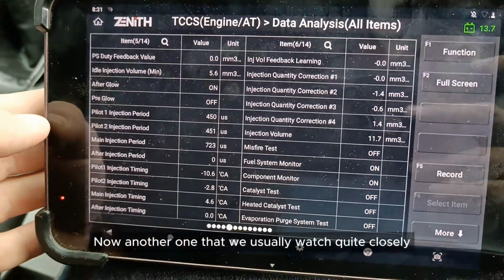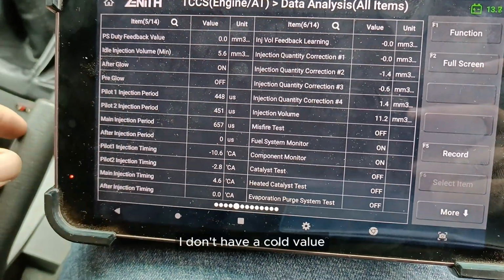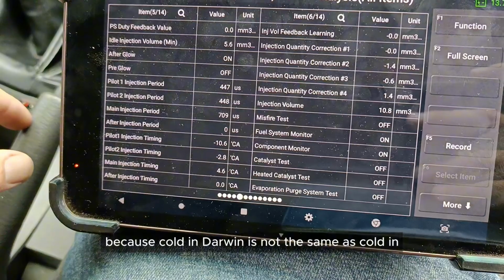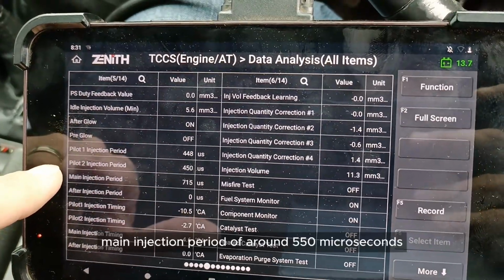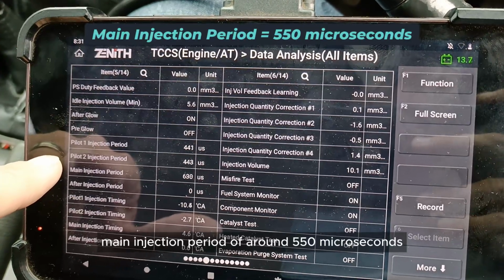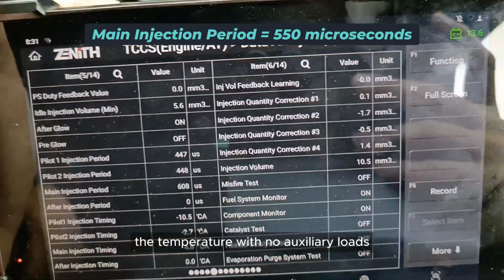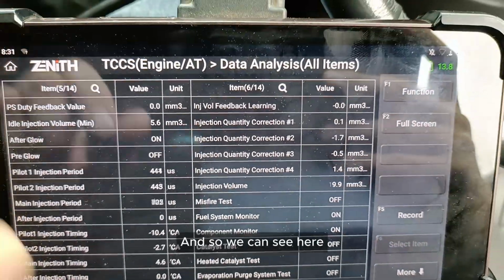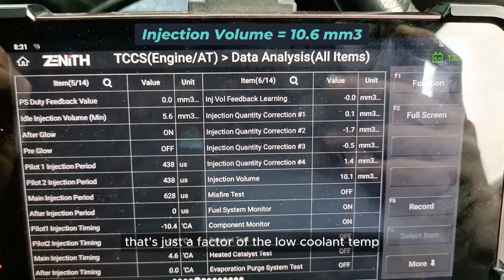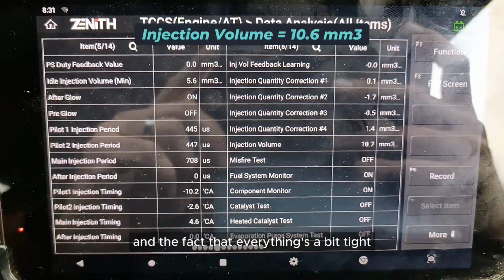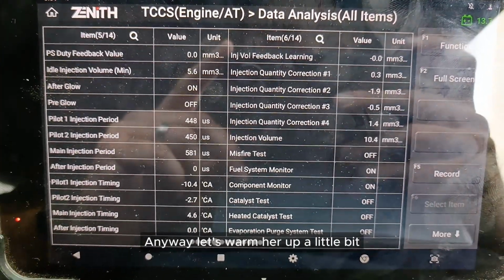Now another one that we usually watch quite closely, but we only have a value for when it's warm. I don't have a cold value because cold in Darwin is not the same as cold in Davenport, if you know what I mean. So I use a main injection period of around 550 microseconds, which is where it will be when it's warm and fully up to temperature with no auxiliary loads. At the moment it's at 10.6. That's just a factor of the low coolant temp and the fact that everything's a bit tight and the oil's a bit thick and all that sort of stuff. Anyway, let's warm her up a little bit and see where she ends up.